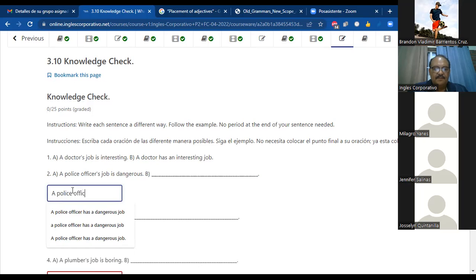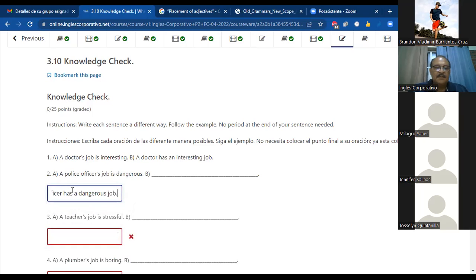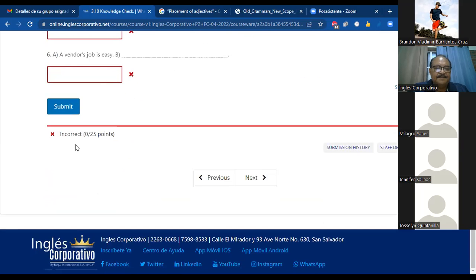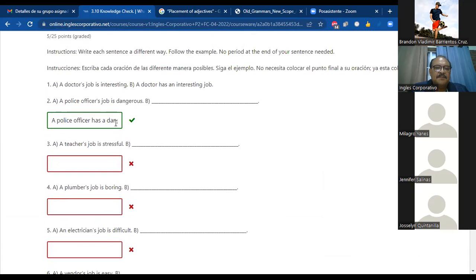Police officer has dangerous job. Vamos al punto, a ver si nos acepta. Sí, mire. Pero igual me la acepta con todo. Lo que no hizo ayer. Yes, okay. But then, this is the one, a police officer has.